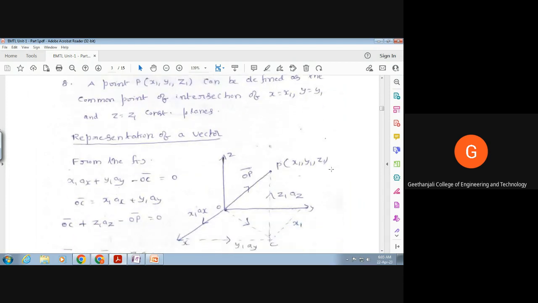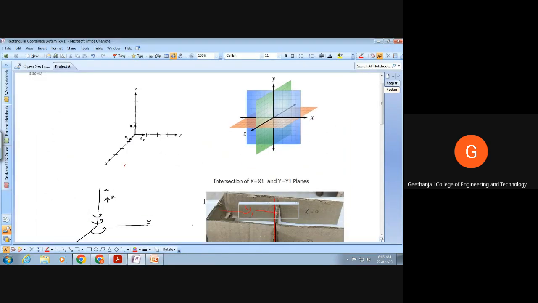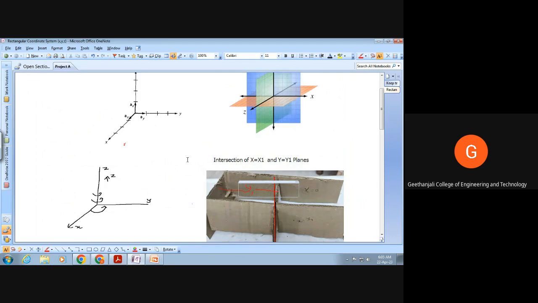Next, the unit vectors. Once again, the simplest way of defining a unit vector, for example, AX. AX is a unit vector whose magnitude is unity and direction is either along the x-axis or parallel to the x-axis. This is AX. Similarly, AY. Magnitude is unity, direction is either along the y-axis or parallel to the y-axis.